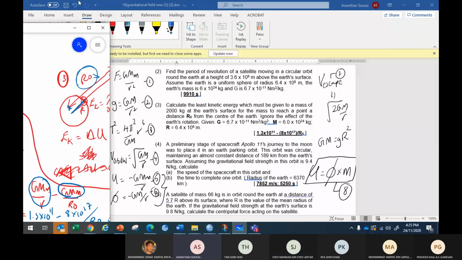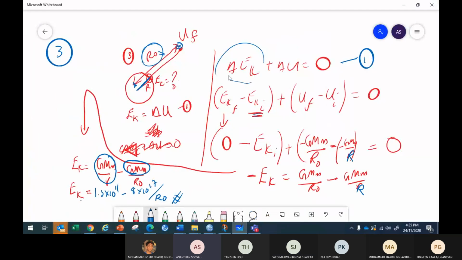Okay, so I go back. You can take a picture if you want. This is the expected working for number 3. Those who don't understand, go through it, take a picture, and do the working later. Any part you don't understand, anyone? Changes in EK plus changes in U equals 0. So the formula is negative GMm over R. Okay, any questions? No questions.